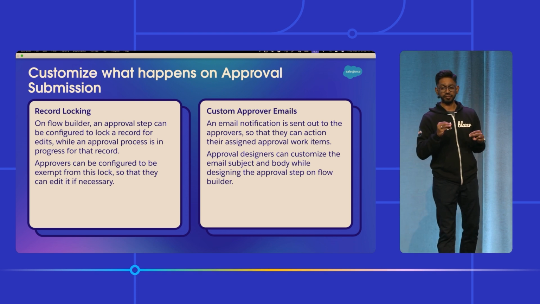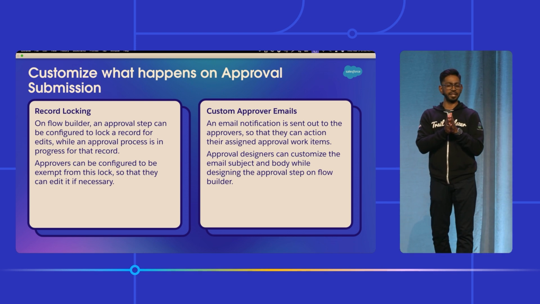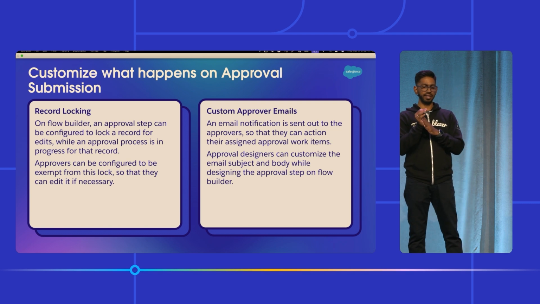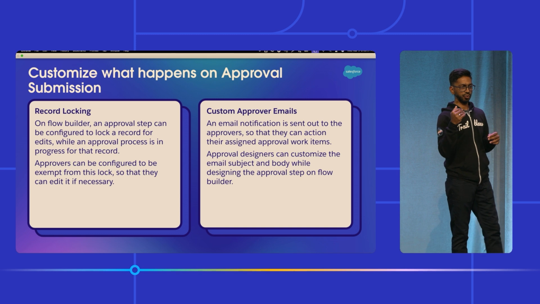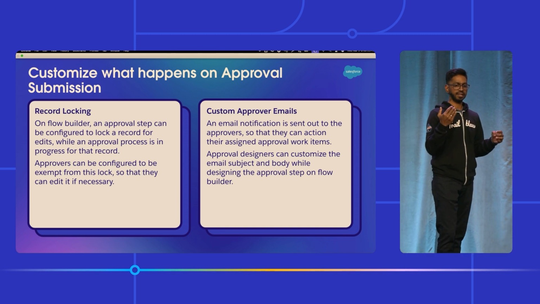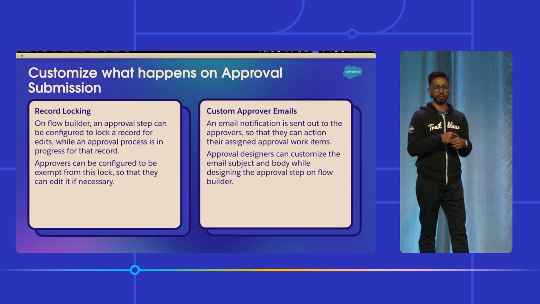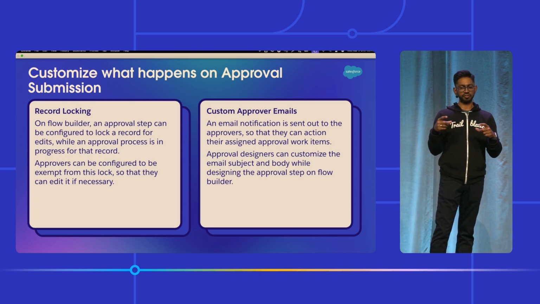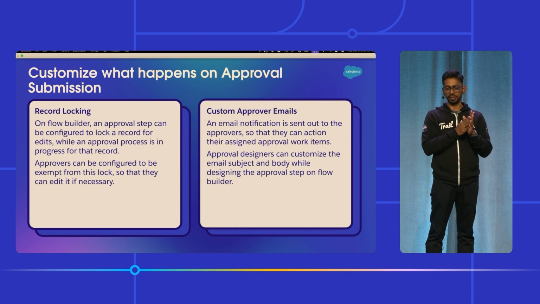You can also have custom approver emails. I think a lot of our orchestration users have been asking for this, and we've finally delivered it. You can now customize the email that is sent to the approver, which asks them to take an action. And you can have your own banner. It supports all the rich text features that you can have, and you can customize it just the way you would like it to be.